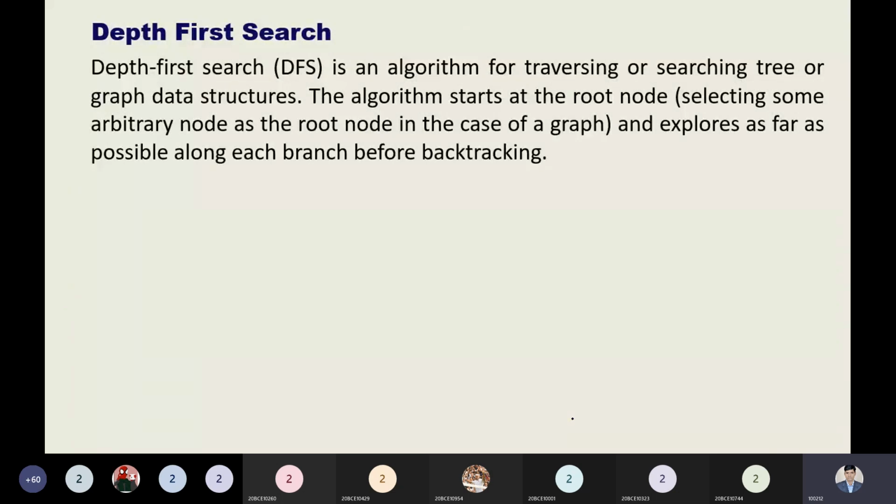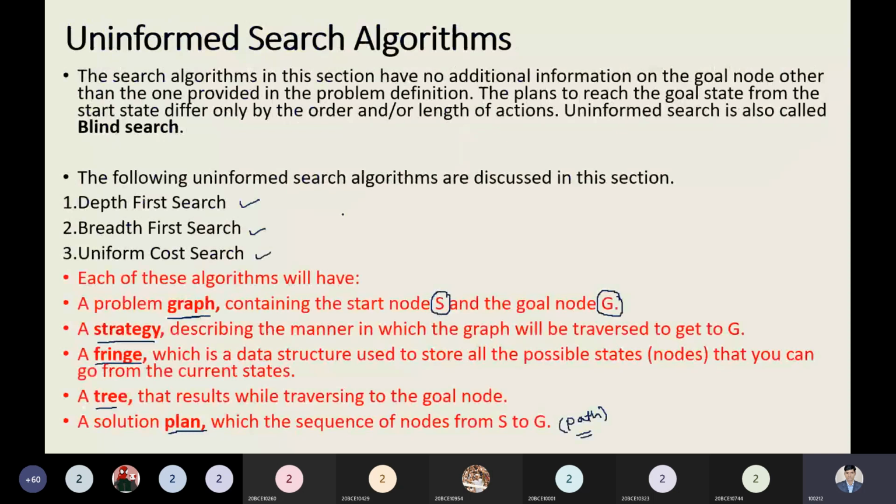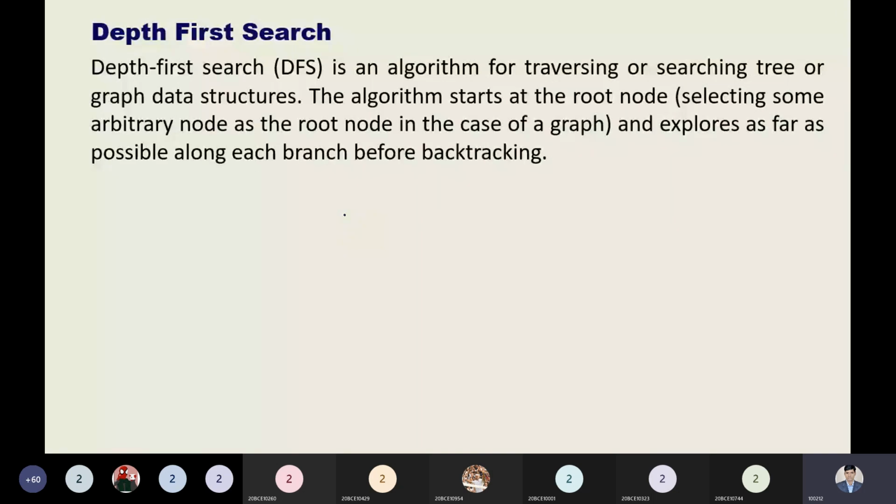Yes, tell me yes or no. Yes, it is clear to all right now, the uninformed search algorithm basics. Then can we start the first example, the first search mechanism, depth first search? If you have any questions, you can ask. No doubt, sir. Okay, good.